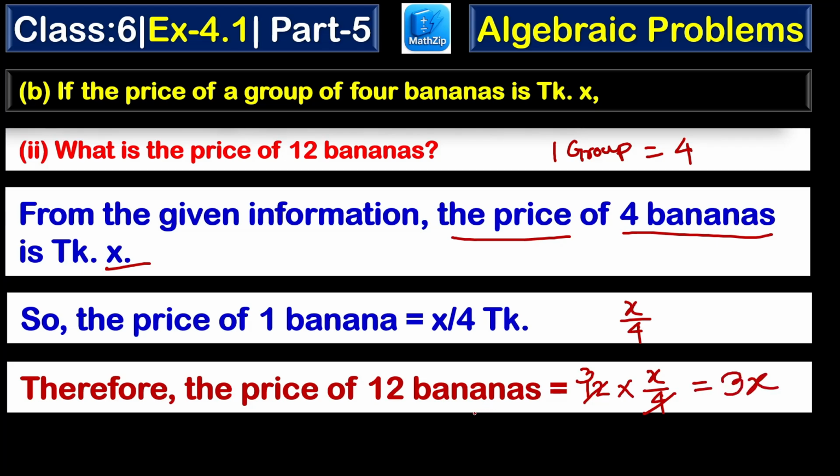Clear this one? What is the price of 12 bananas? Look, 12 means 4 plus 4 plus 4, right? The price of 4 is X, another 4 price is X, another 4 price is X. So the total price is 3x. It means 12 times X by 4. X by 4 means what? Four bananas' price is X, so the price of 1 banana is X by 4. Very simple.